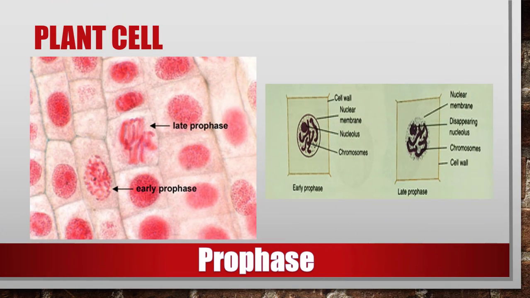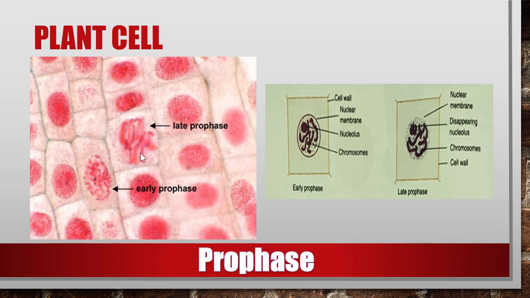Next stage is the prophase stage. Here the chromatin material shortens and condenses into thread-like structures called chromosomes. So these are the chromosome-like structures here. Each chromosome consists of two chromatids joined at a point called the centromere, and the nuclear membrane and nucleolus start disintegrating and disappear at the end of the prophase.